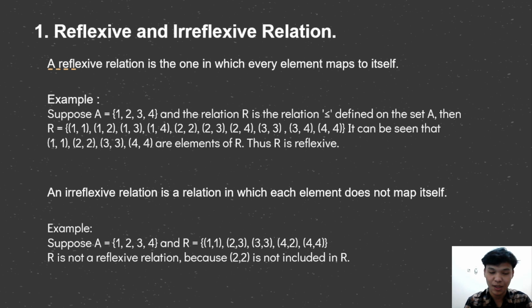An irreflexive relation is a relation in which each element does not map to itself. For example, suppose A is equal to {1, 2, 3, 4}, and R is equal to {(1,1), (1,2), (3,3), (4,2), (4,4)}. R is not a reflexive relation because (2,2) is not included in R.